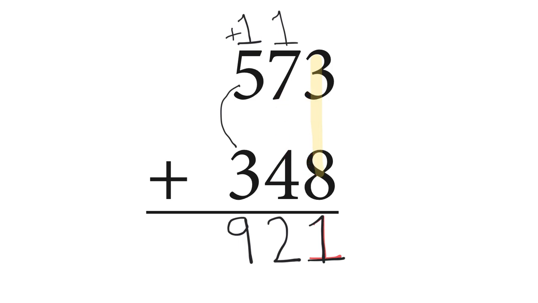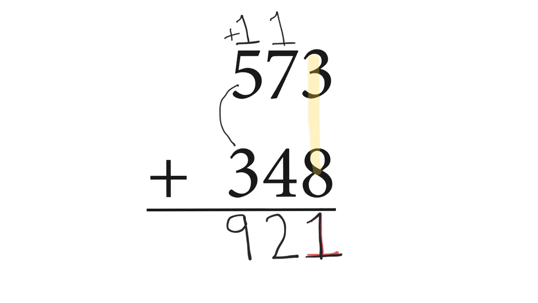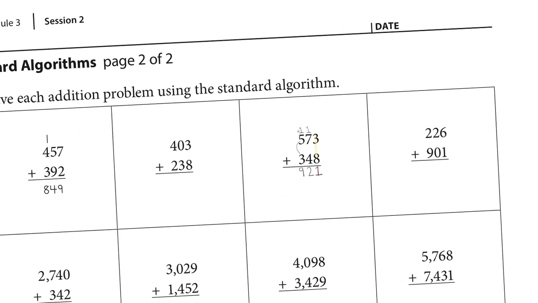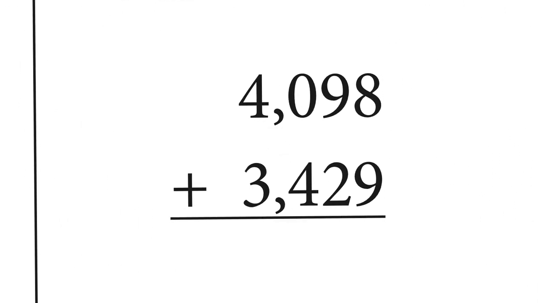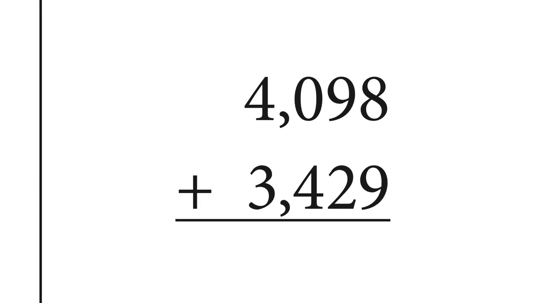If it's 10 or above, you're going to have to carry a number. And that's okay because you need to be accurate. This is not the first time we've done the standard algorithm in addition, but if that helps you, then use it. Let's hop down to this 4 by 4.